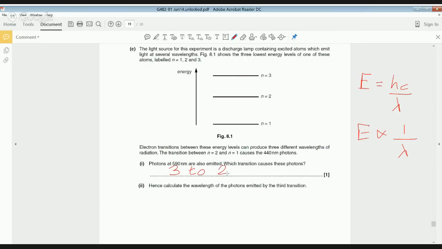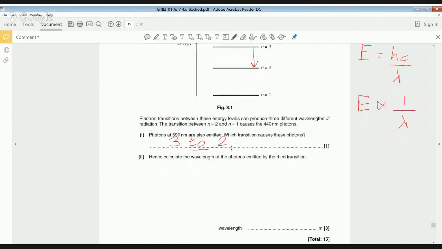Just a point from the mark scheme on that. It's really important that you say 3 to 2, that you draw an arrow going from 3 to 2. If you just wrote down 3 and 2, you wouldn't get the mark because it's got to be clear which direction the electron is traveling in order to cause the photon to be released.